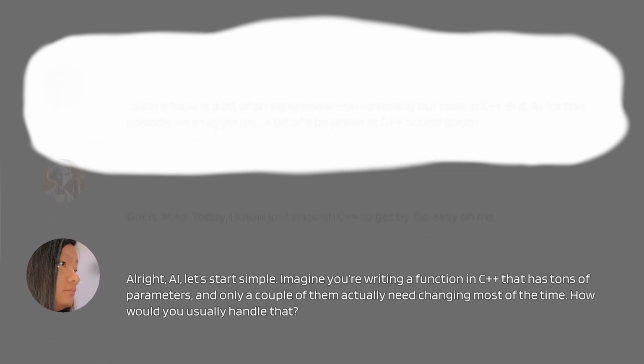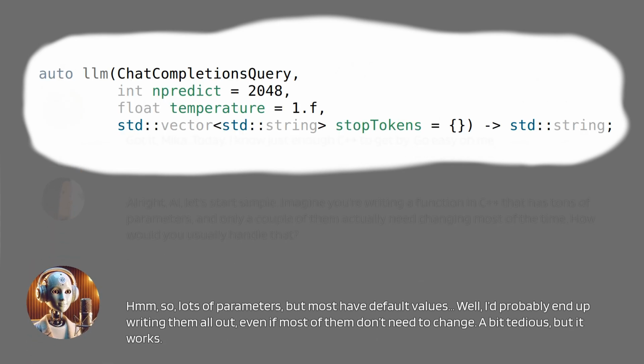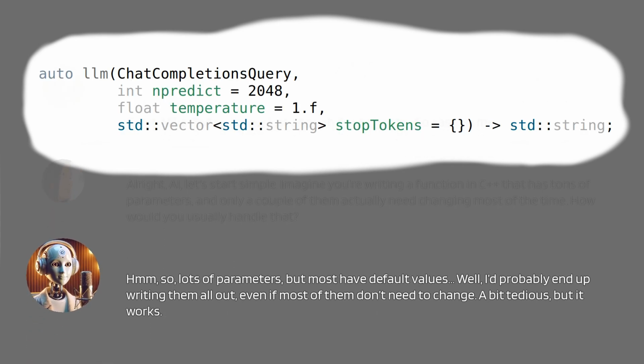Alright, AI, let's start simple. Imagine you're writing a function in C++ that has tons of parameters, and only a couple of them actually need changing most of the time. How would you usually handle that? So, lots of parameters, but most have default values. Well, I'd probably end up writing them all out, even if most of them don't need to change. A bit tedious, but it works.